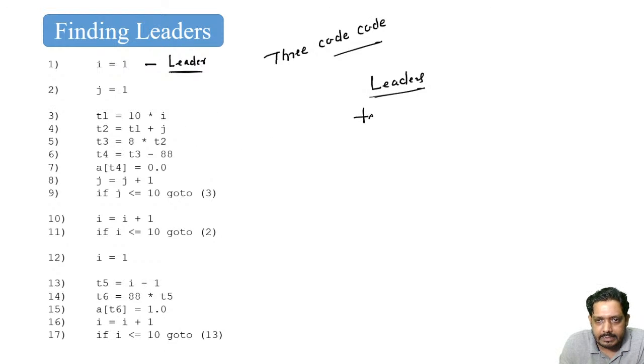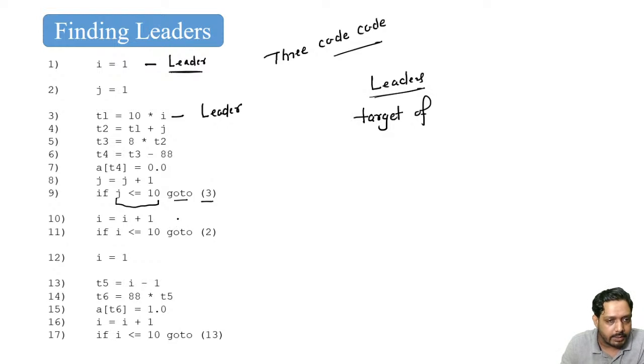Then the second rule is what? The target of a conditional or unconditional go to. So this is your conditional go to: if j is less than or equal to 10, then go to statement 3. The target here in this case is the third statement. So the target of a conditional or unconditional go to is a leader. So this is also a leader.